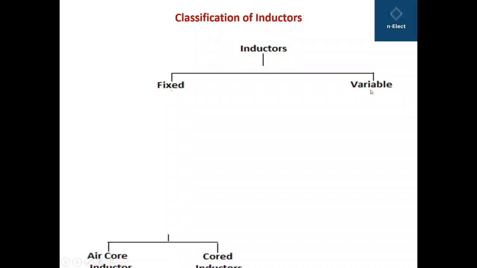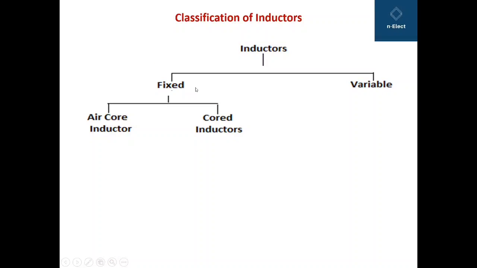As far as the classification of inductors is concerned, inductors are broadly classified as fixed inductors and variable inductors. Fixed inductors are further classified as air core inductors and core inductors. Air core inductors means there will be nothing inside the coil, and core inductor means there will be some material which will be called the core of the inductor. Core inductors are broadly classified as ferrite core inductors and iron core inductors. We are going to see them one by one here.